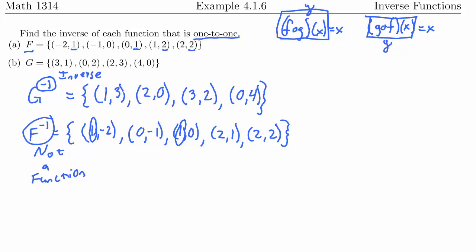That's why the function must first be one-to-one. So, f does not have an inverse. G does, and its inverse is 1, 3, 2, 0, 3, 2, and 0, 4.